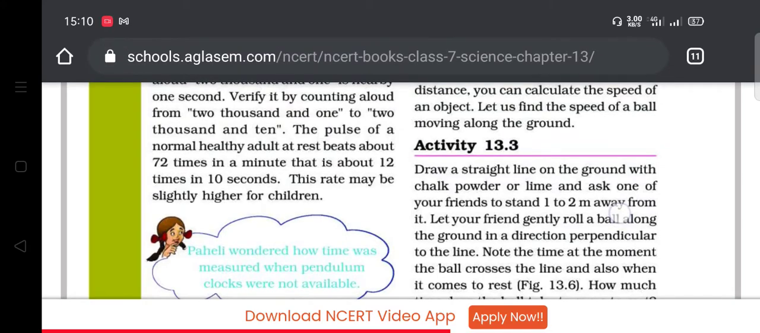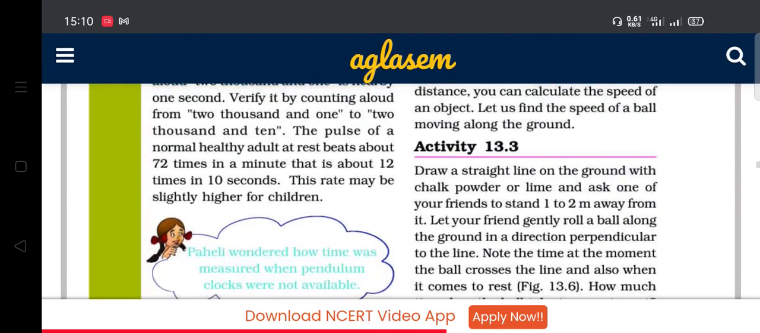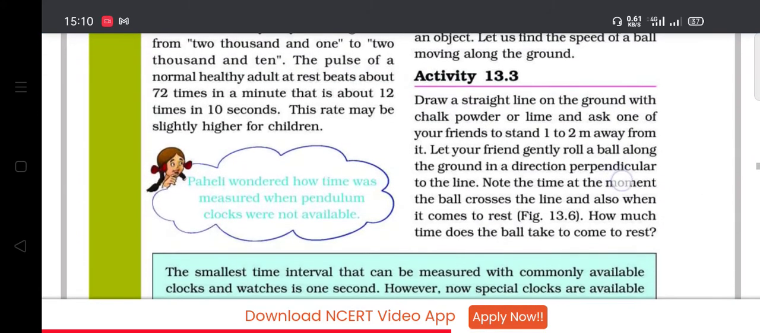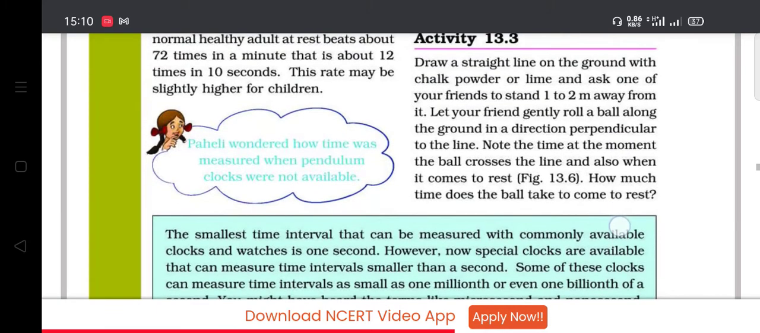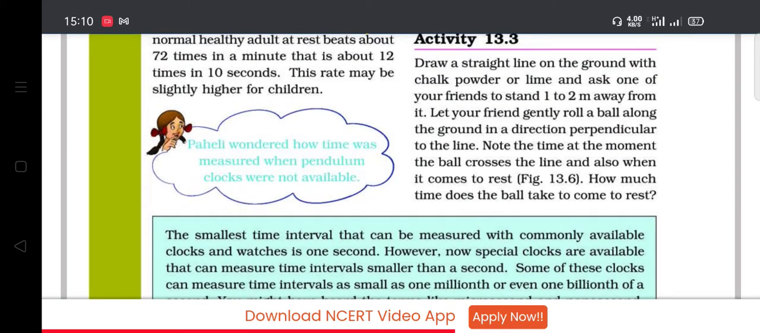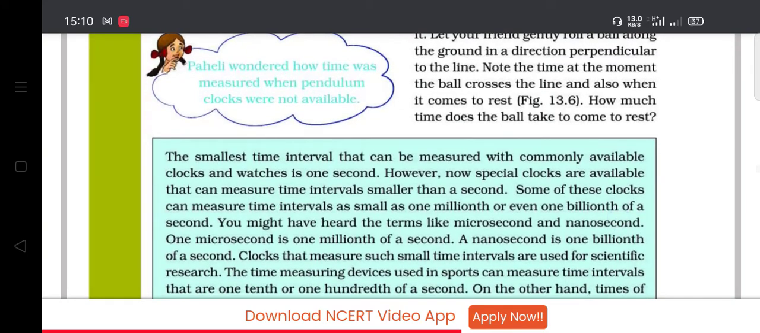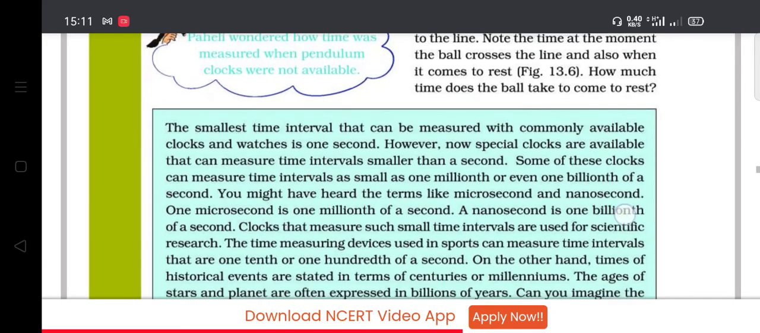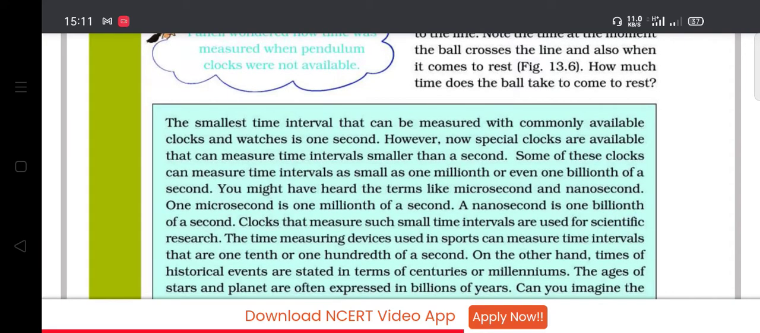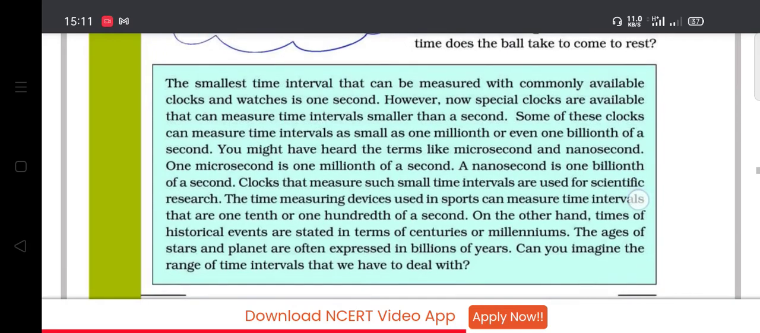So children, you know that we have learned that you can calculate the speed of the object by calculating the distance covered by that. There is an activity given to you. Draw a straight line on the ground with chalk, powder or lime and ask one of your friends to stand 1 to 2 meters away from it. Let your friend gently roll a ball along the ground in a direction perpendicular to the line. Note the time at the moment the ball crosses the line and also when it comes to rest. How much time does the ball take to come to rest?